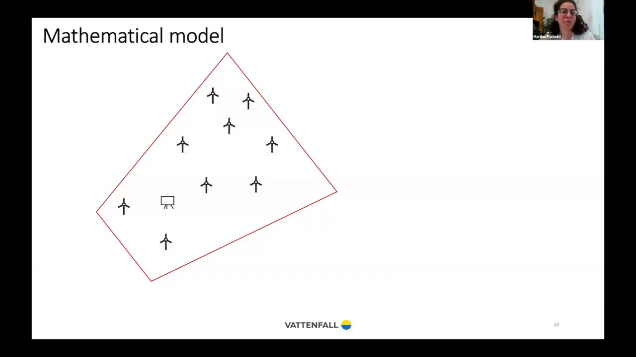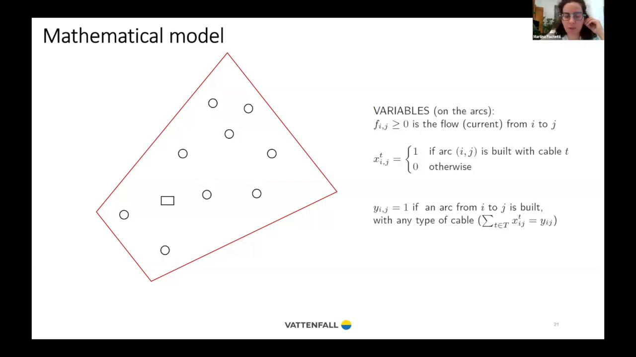So again, we have the turbines, we have the substation, and we have to connect them with cables. So what we realized is that this is actually a problem on a graph, where our turbines are the nodes of this graph, and the substation is the root of this arborescence. We have different kinds of cables with which we can connect these turbines, here represented with different colors.